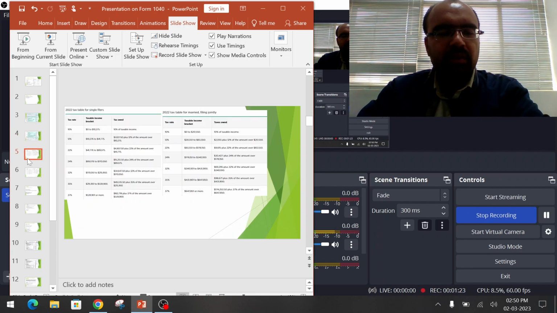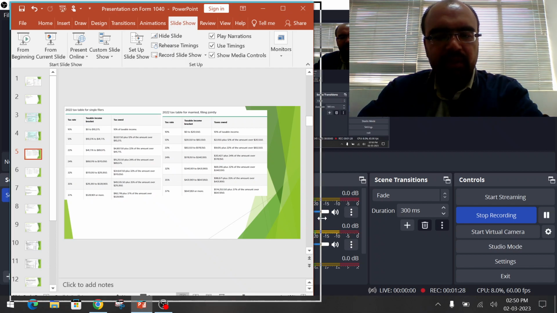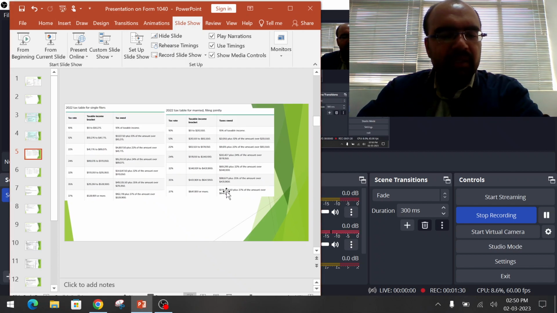So what is the tax slab rate based on which the filing is done? The slab rate is from 10% to 37%. 10% is 0 to $10,275. 12% is $10,275 to $41,075, and so on and so forth. Based on the filing status, we'll take whether it's for single filers or married filing jointly or married filing separately.